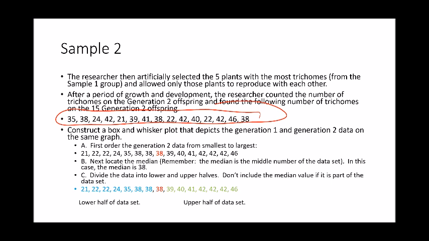So just like before, the first thing we're going to do is order the data from smallest to largest. And you can see that here from 21 up to 46. Find the median, the middle number of the whole data set. That median is 38. Then we're going to divide the data into upper and lower halves. Here's the lower half in light blue, the upper half in green. And notice since 38, the median is an actual data point, it's not included in either set.